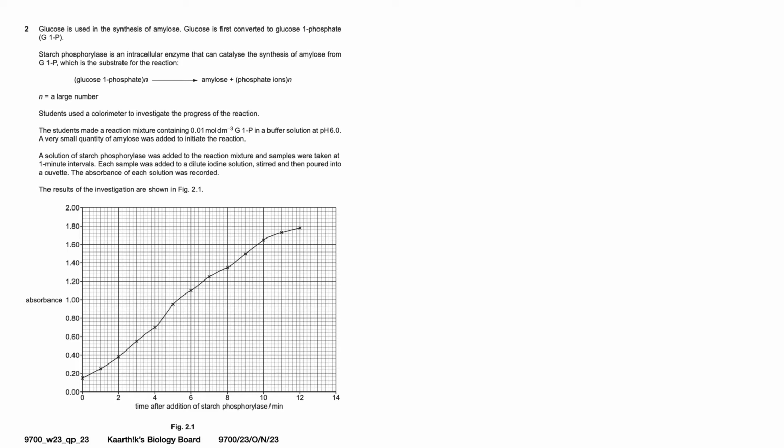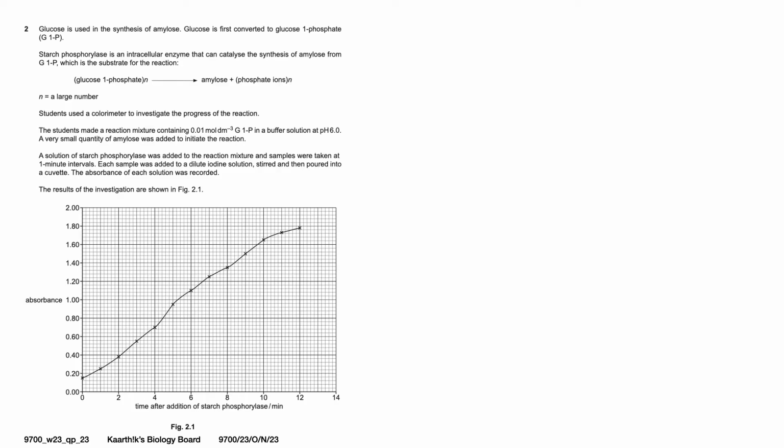So a student used a colorimeter to investigate the progress of this reaction. The student made a reaction mixture containing 0.01 mol dm^-3 of G1P in a buffer solution at pH 6. A very small quantity of amylose was added to initiate the reaction. So this amylose was added just to start the reaction.